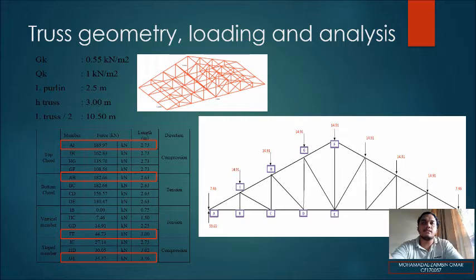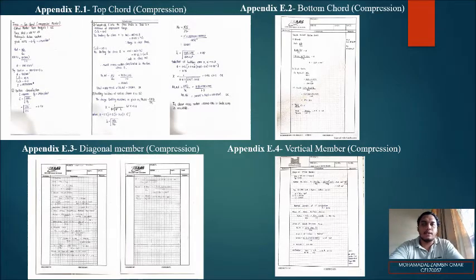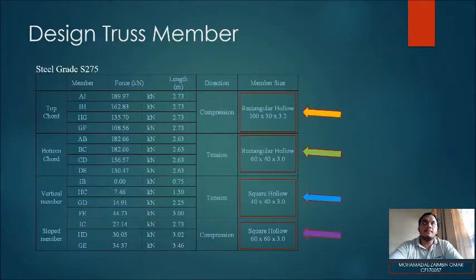Then these forces are what we use in our design. This is our design calculation that you can refer to in appendix E. To summarize the design of the truss members, we use grade S275, and as you can read, this is our member size for each member: top chord, bottom chord, vertical member, and slope member.